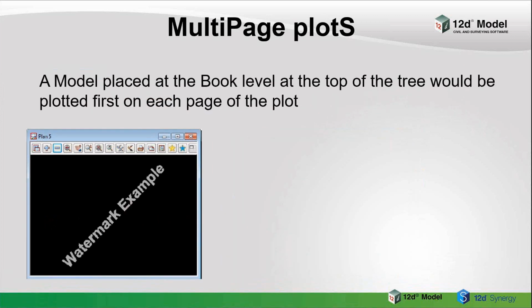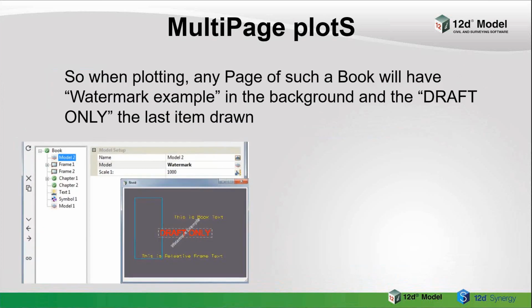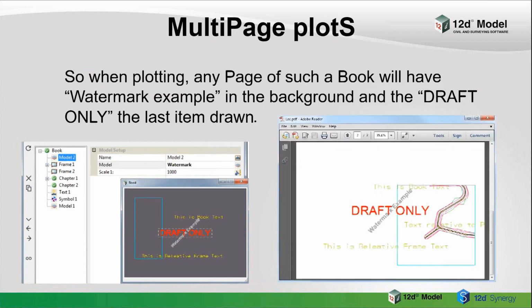If I had another model, say, called watermark example, and I put it at the top of the tree, it will then draw first, so everything will draw on top of it. So the combination, I've got a watermark and then draft only at the top, so the watermark gets overwritten. So basically, you've got all that sort of control with this tree. So it's very, very powerful.